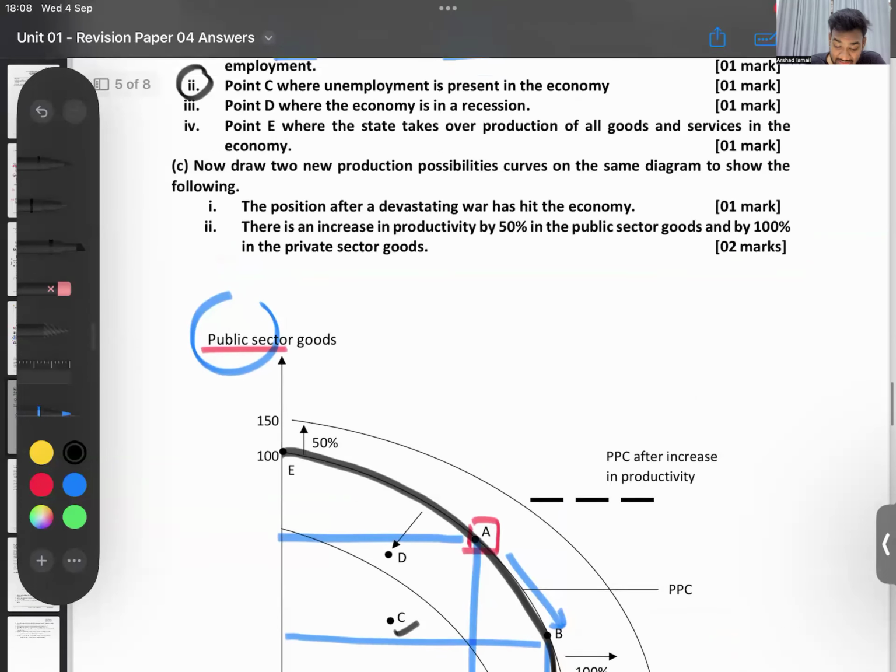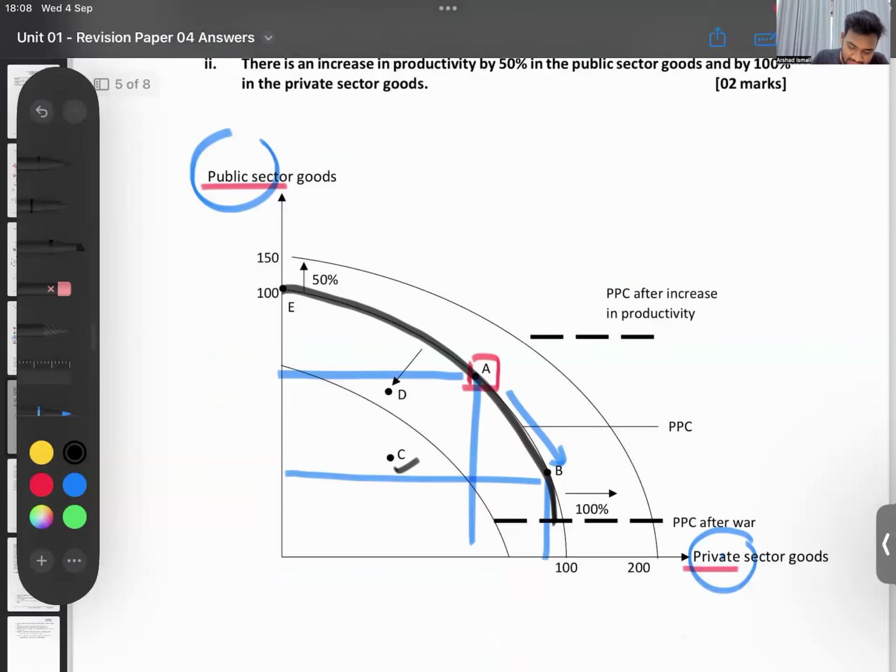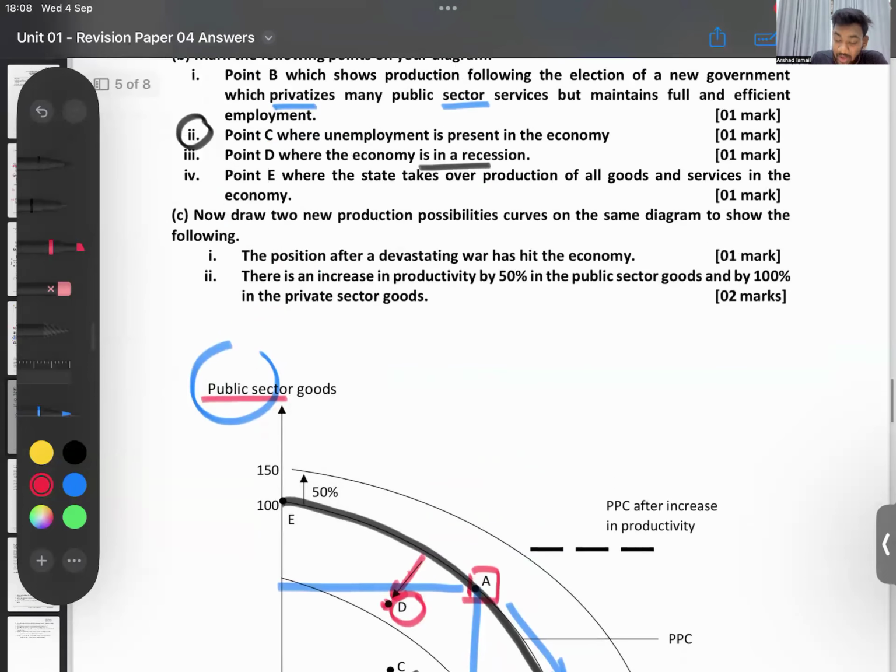Then point B, where the economy is in a recession. Recession on the same story. Remember I told you the end result of recession is it ends up with unemployment. So again, a point, but better to show that with an arrow. So here, a recession, I draw an arrow, mark point D. Done.